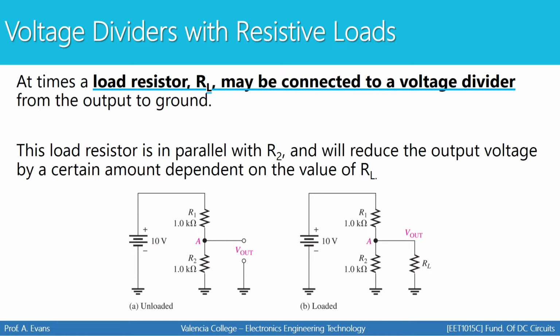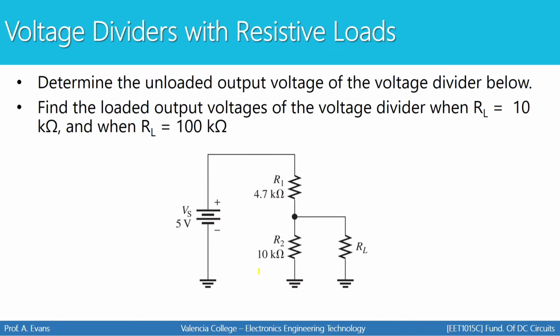We have two pictures at the bottom. The first is what we call an unloaded voltage divider, meaning there is no load, there's nothing connected here. And then with a loaded voltage divider, there's a resistor connected here, and we measure the output across RL. If there is no load and it's unloaded, we're measuring the output right here, and basically we're just measuring it across R2 because there is no RL.